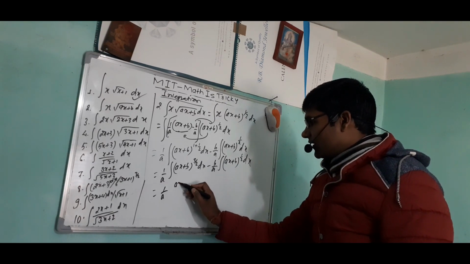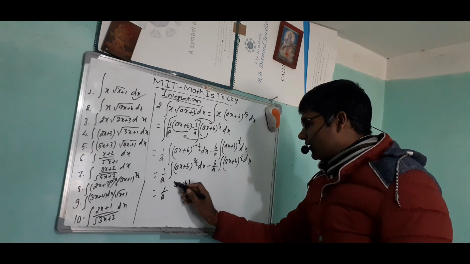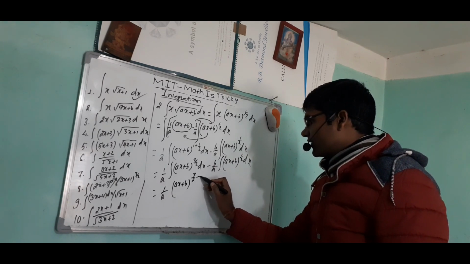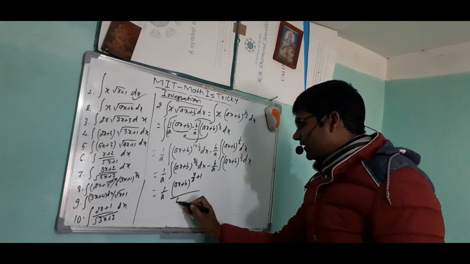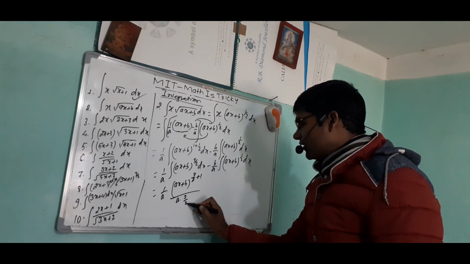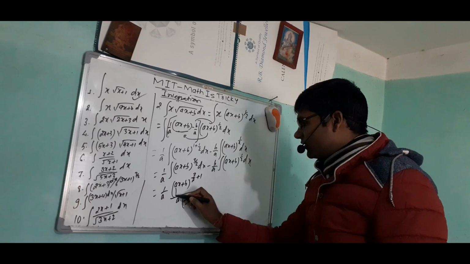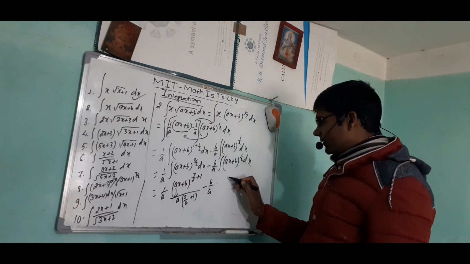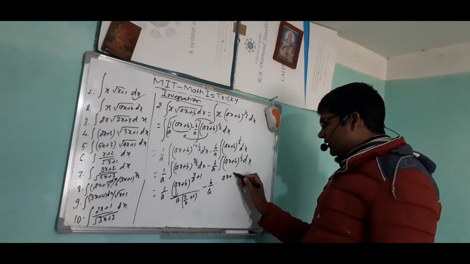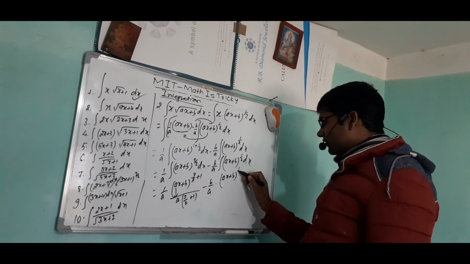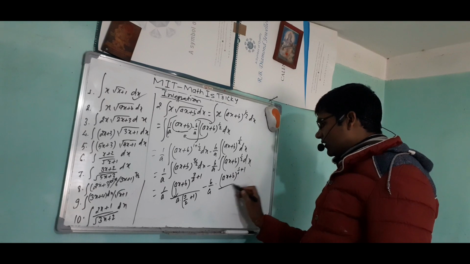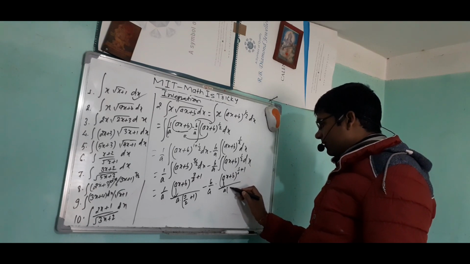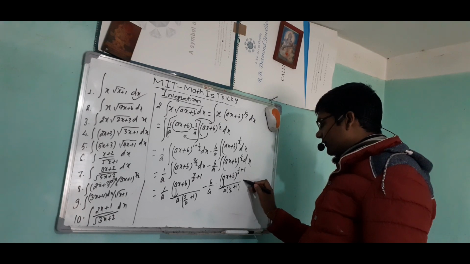Integration for this will be ax plus b, and increase the power by 1. So it is here 3 by 2 plus 1, and here a times 3 by 2 plus 1. Remember, this a will come down, and minus b by a times it will be ax plus b power 1 by 2 plus 1. A times this comes down, so a times 1 by 2 plus 1, plus c.